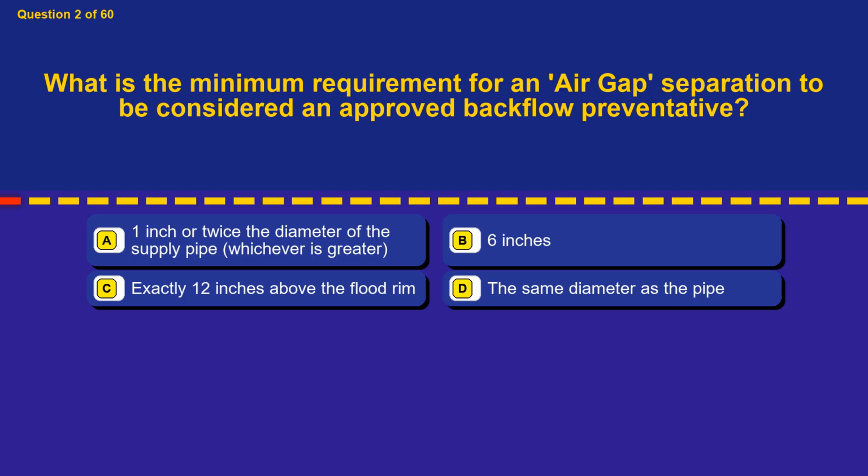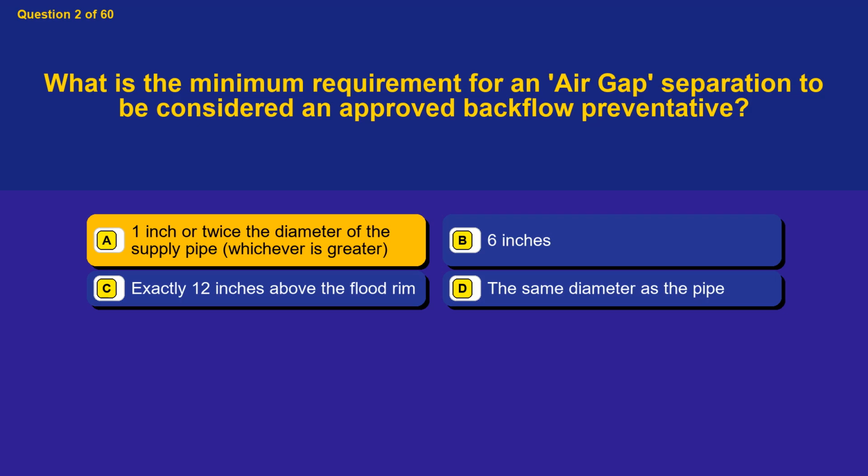Question 2. What is the minimum requirement for an air gap separation to be considered an approved backflow preventer? Option A, 1 inch or twice the diameter of the supply pipe, whichever is greater. Option B, 6 inches. Option C, exactly 12 inches above the flood rim. Option D, the same diameter as the pipe.